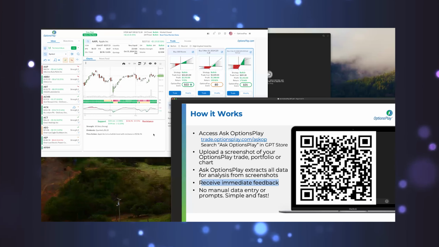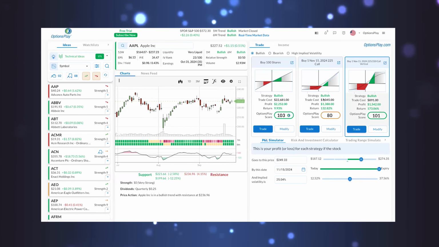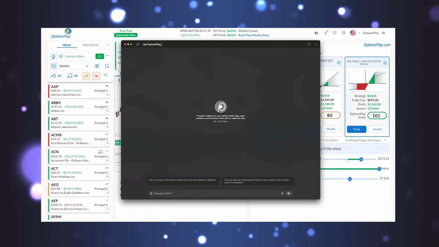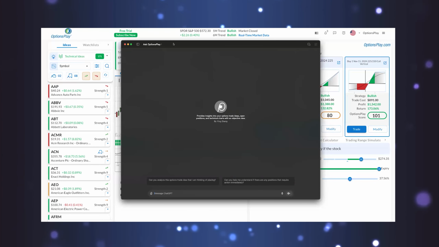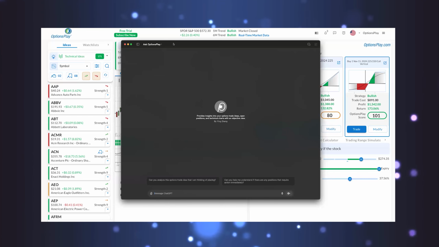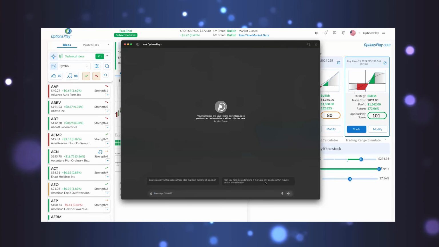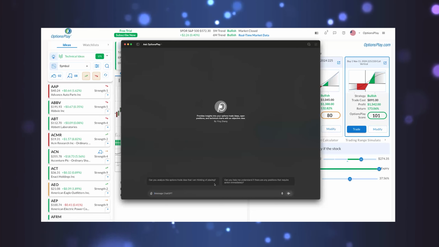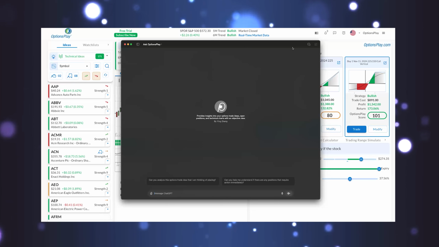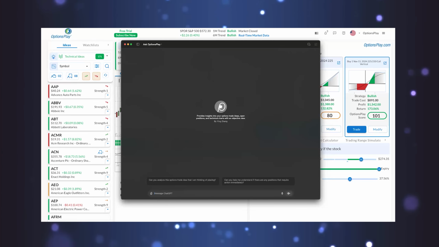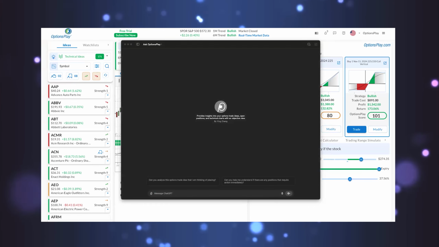Okay, so I think the best thing to do is just show you how this works. What we are going to do is go to the Ask OptionsPlay GPT in the ChatGPT store, and as you can see, it'll give you a few different prompts that you can use already. That's already pre-built for you, so you can basically use them as copy. But I just want to show you some of the setups that we already have, right?